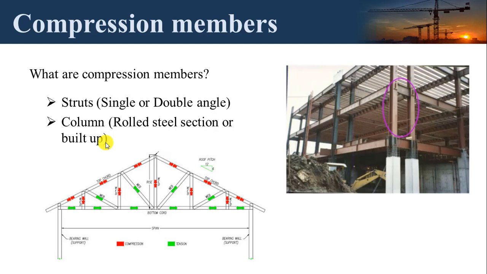In these 3 types of compression members, the design varies depending on the connections or the section used. Whether you are using single angle or double angle, and again whether you are providing a bolted connection or a welded connection. In the case of columns, whether it is a rolled steel section or a built up section. Then for built up sections some more additions are there, like the lacing system and battening system. All these different connections are there. So we are going to study in detail all these different cases of compression members.